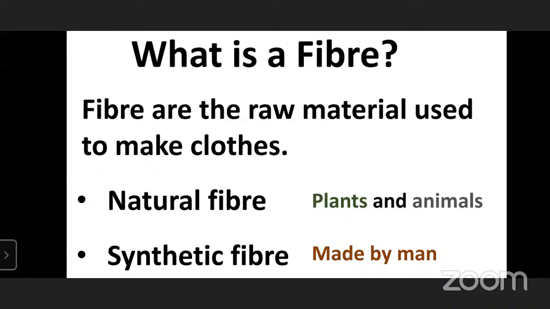So in natural fiber, natural means nature. So what is there in nature? Plants and animals, meaning with the help of plants and animals, we get the fiber. Okay, and synthetic fiber is made by man. That fiber is made by man by using different processes. So natural fiber and synthetic fiber are the two types of fiber. In natural fiber, we get it from plants and animals. And in synthetic fiber, it is made by man. Don't forget, remember, natural fiber and synthetic fiber.